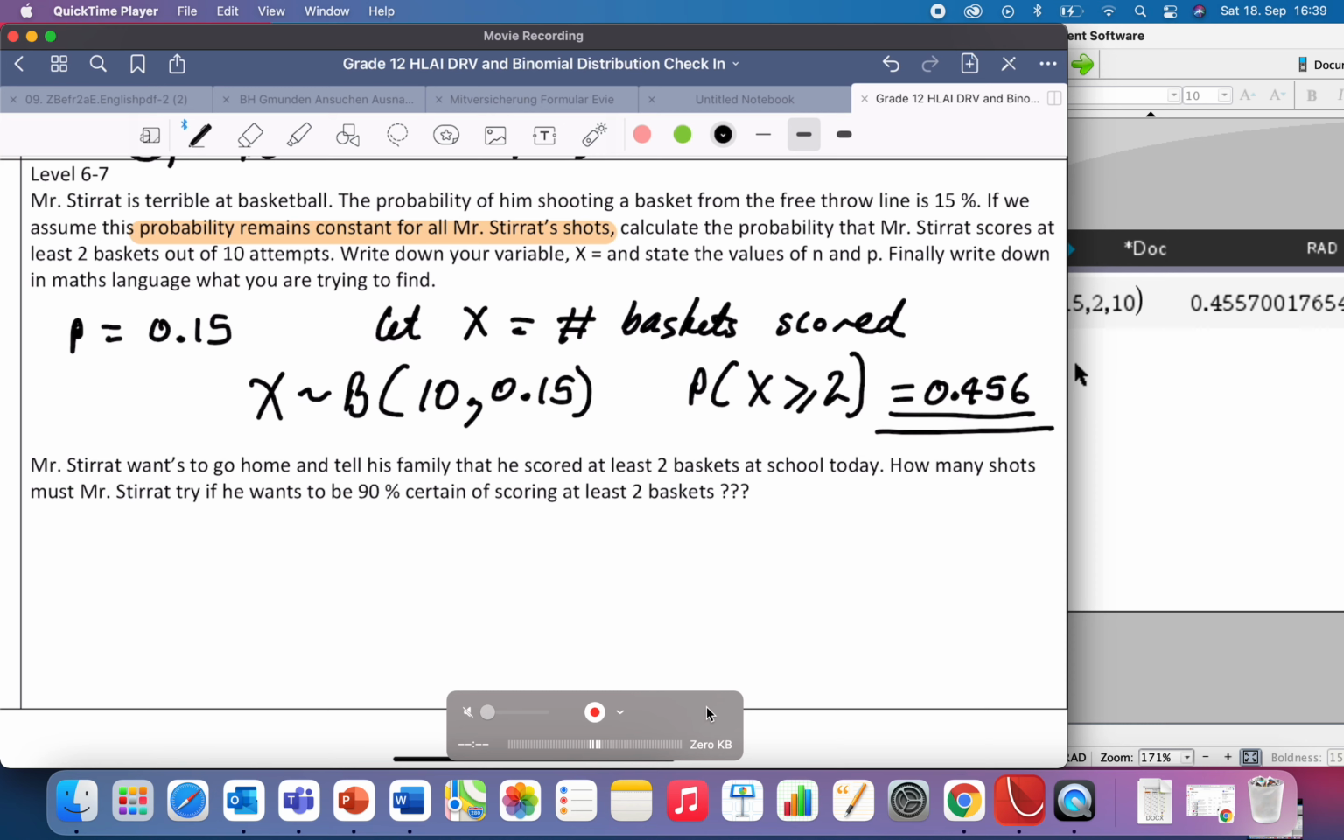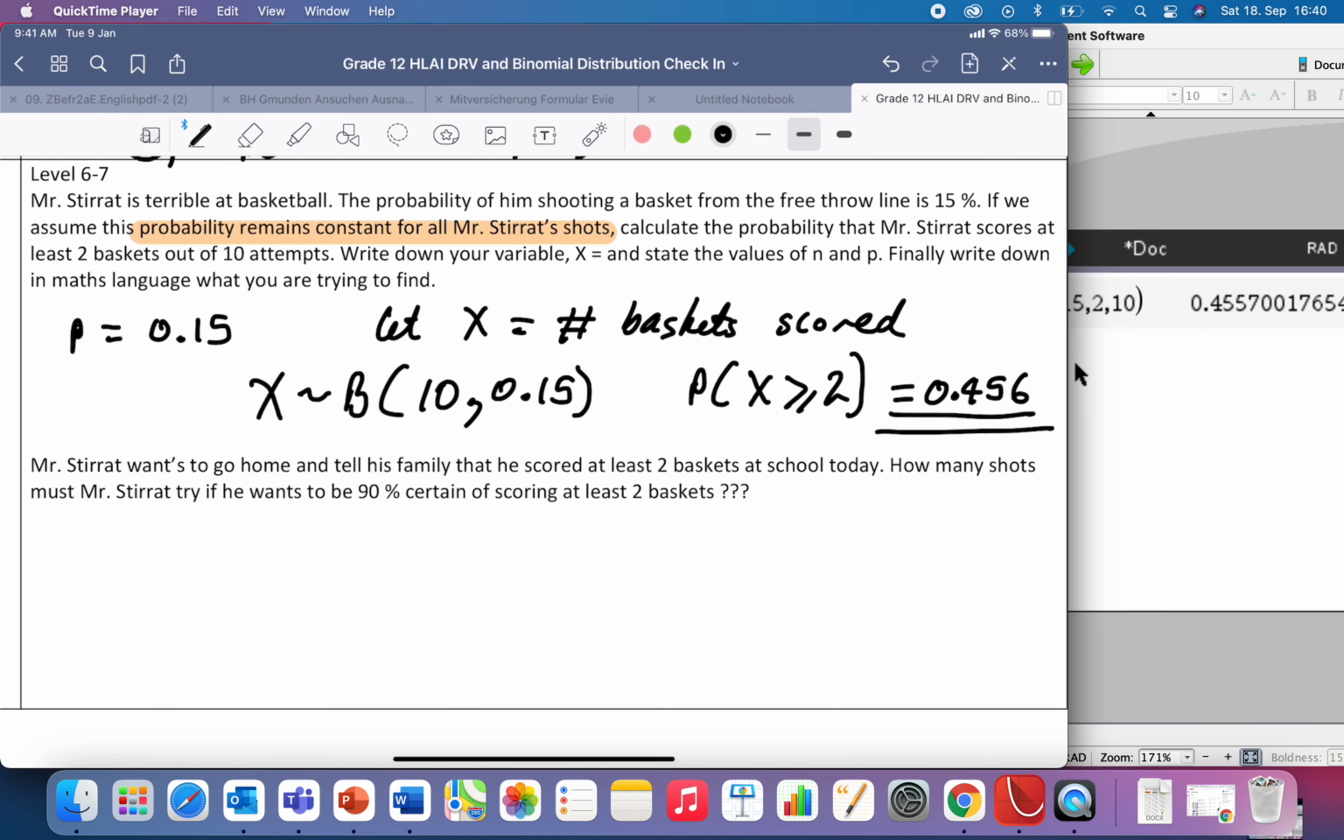Alright, this second part is just a little bit more challenging. Has a little typo here as well. Mr. Stewart wants to go home and tell his family he scored at least 2 baskets at school today. Now let's just take a minute to think about what's going on at the moment. With 10 shots at the basket, the chances of getting 2 or more is 0.456, about 45-46%. And so you can see that Mr. Stewart just needs to take more and more shots at the basket until he's almost certain of getting 2 or more baskets, okay? So we want that probability to increase up to 90%.